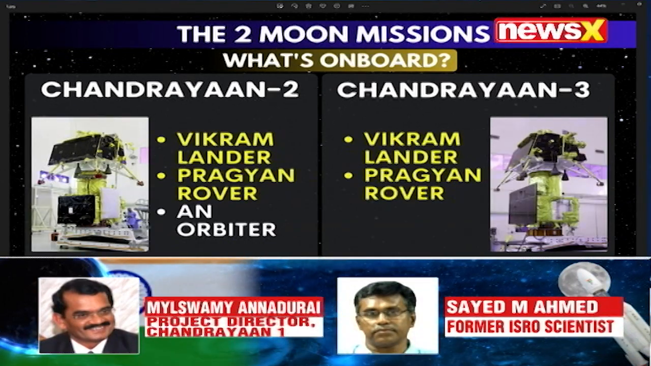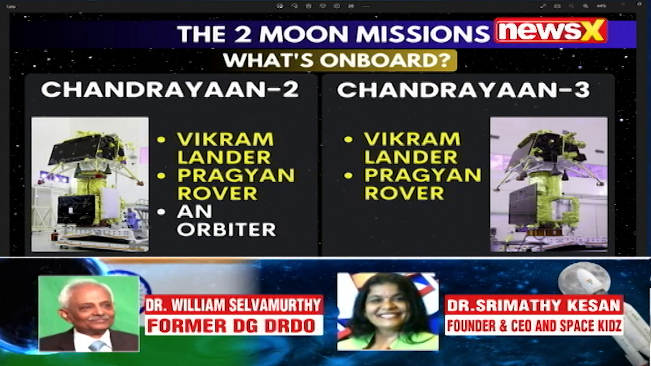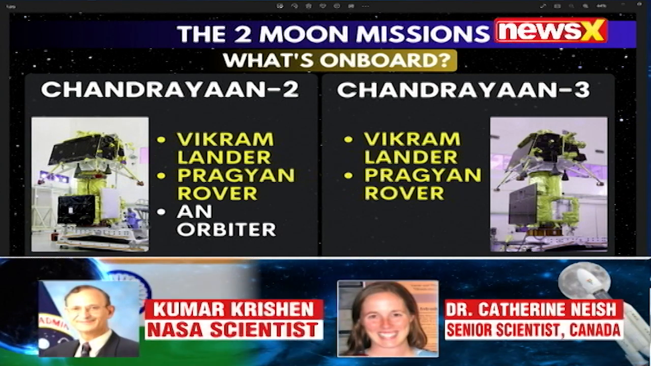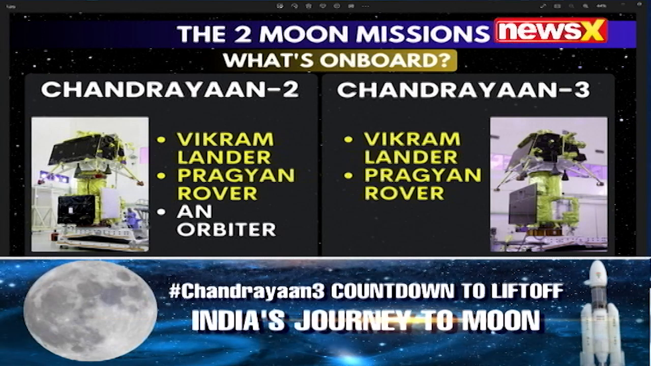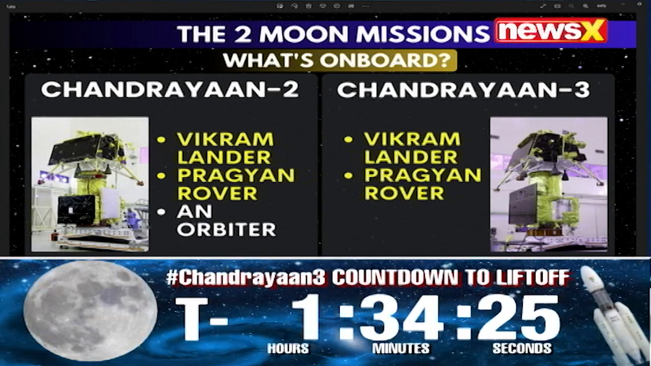Right, sir. So the differences between Chandrayaan 2 and 3, as far as what's on board, Dr. Chakravarti, as per our research, both of them had the Vikram lander and the Pragyan rover. But Chandrayaan 2, as per our research, had an orbiter, which does not now exist in Chandrayaan 3. No, it does. So there is a payload in the orbiter as well.